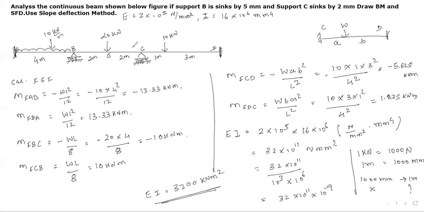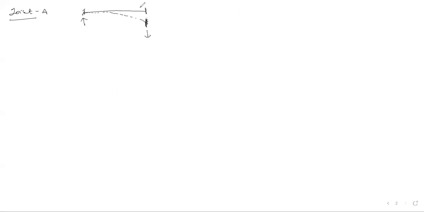So for that, I need to apply a downward force here. We need to apply an upward force here. Is it clear? Concept is clear. Our support B sinks by 5 mm. Sinks, that means deflection in downward direction by 5 mm. This is support B and this is support A. Support B sinks 5 mm downward. This delta equals 5 mm downward. So for that, we need to apply load in downward direction at point B. Yes or no?